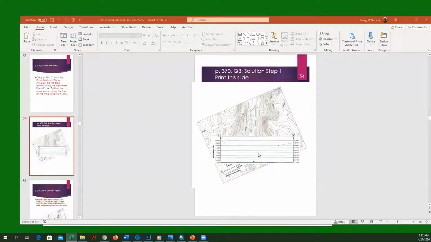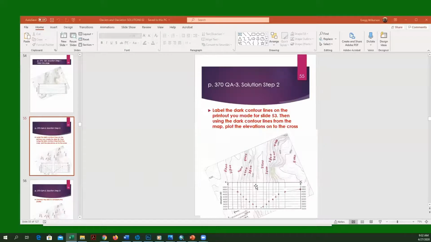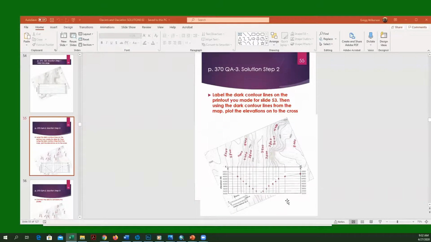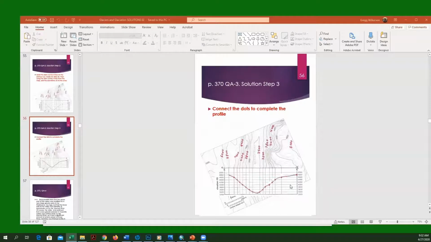Just so you understand the technique, you put the cross-section up against the map, and then you project the elevation lines into the cross-section. So to do this, it's helpful to first put elevations on the map, make it a little easier for you to know where to put the points. So then you have our points there, you can connect the dots, and you have a profile.